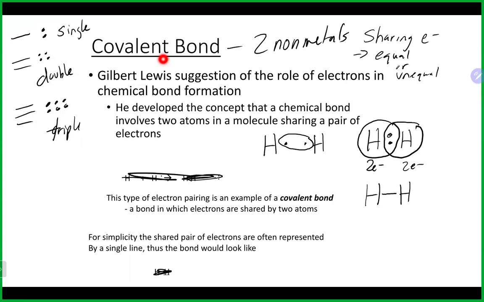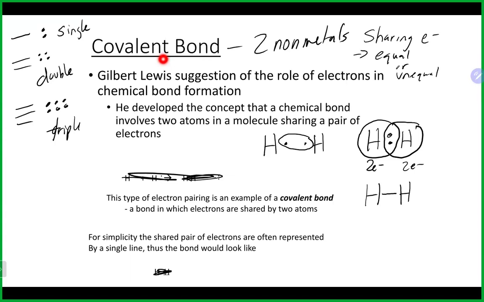And again, most of the time, I would say people will show bonding by using the line, but it is absolutely not incorrect to use dots. So if you want to use dots, you could use dots to represent it. It's not incorrect or anything like that.